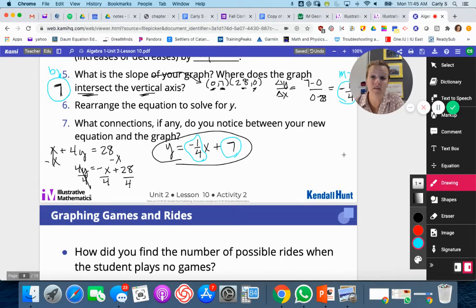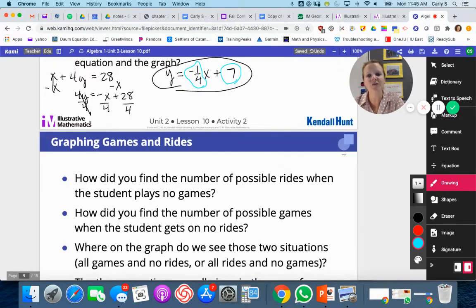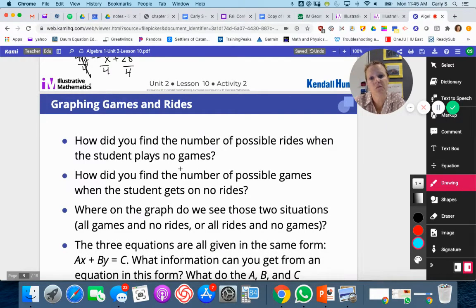But how did you find the number of possible rides when the student plays no games? I pushed 0 in for x and solved for y. How did you find the possible number of games when the student gets on no rides? I put in 0 for y and solved for x.